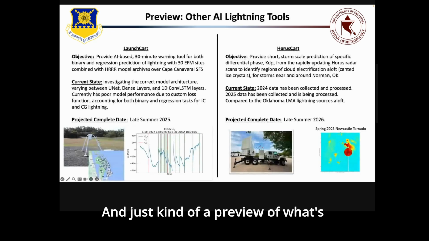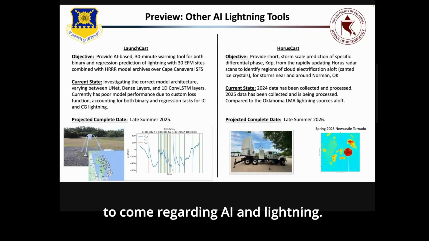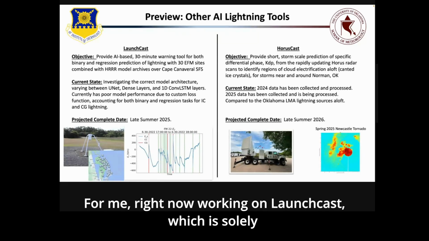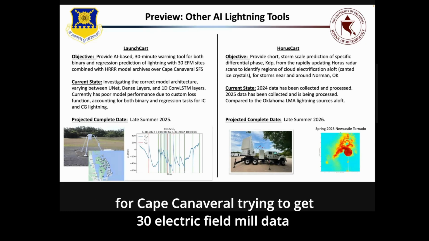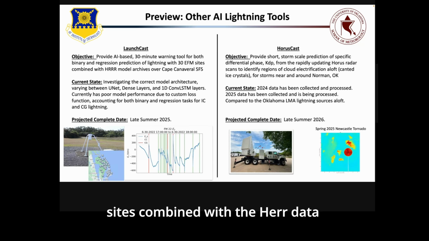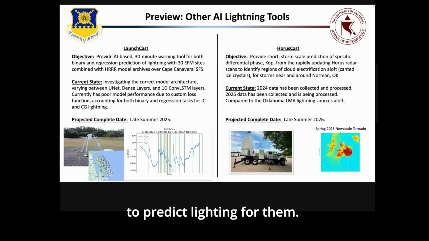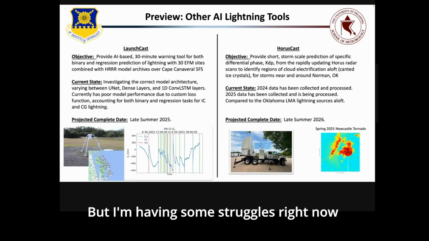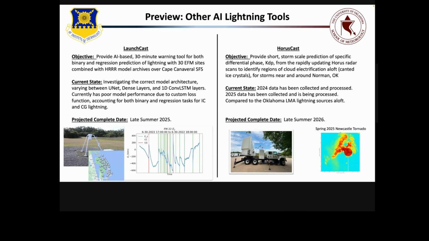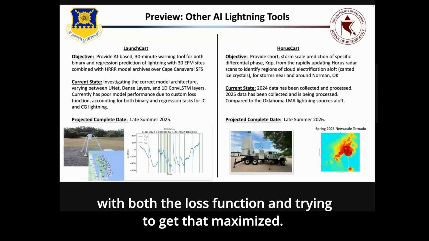And just a preview of what's to come regarding AI and lightning. For me, right now I'm working on Launchcast, which is solely for Cape Canaveral, trying to get 30 electric field mill data sites combined with the HRRR data to predict lightning for them. But I'm having some struggles right now with the loss function and trying to get that maximized.